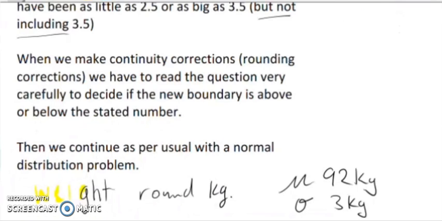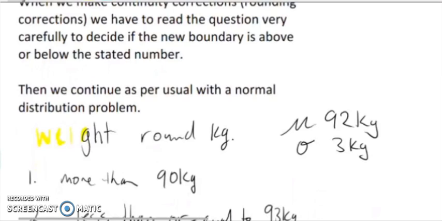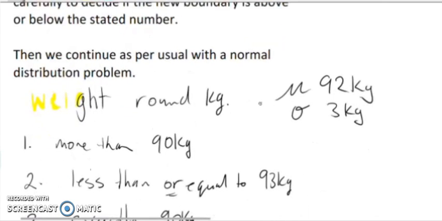So we've got a problem here with the weight of some participants. It's rounded to the nearest kilogram, and we've got a normal distribution with a mean of 92 kgs and a standard deviation of 3 kgs. Now we've got 3 questions to look at here.